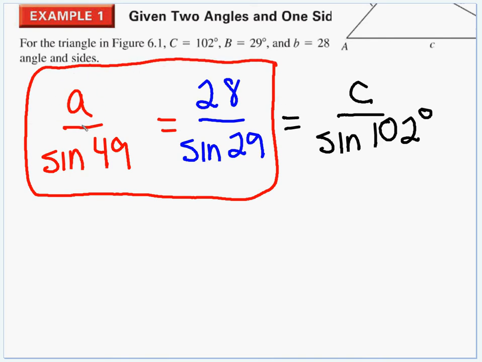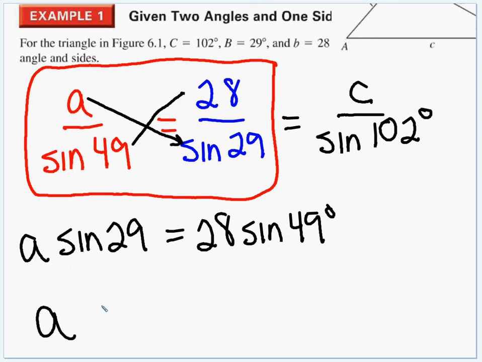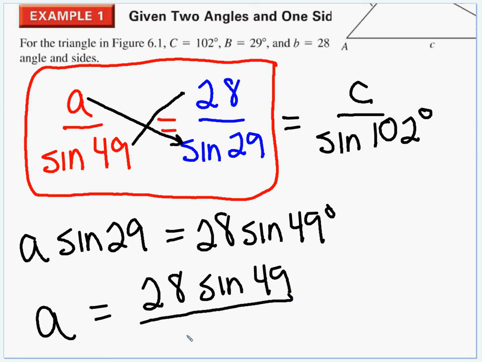The only thing we don't know up here is side A. So if we cross-multiply, if I multiply this way, we're going to have A times the sine of 29 is exactly equal to the other diagonal, 28 times the sine of 49. And now to get A alone, we're going to divide by sine 29. So A is equal to 28 times the sine of 49 degrees, all of that divided by the sine of 29.